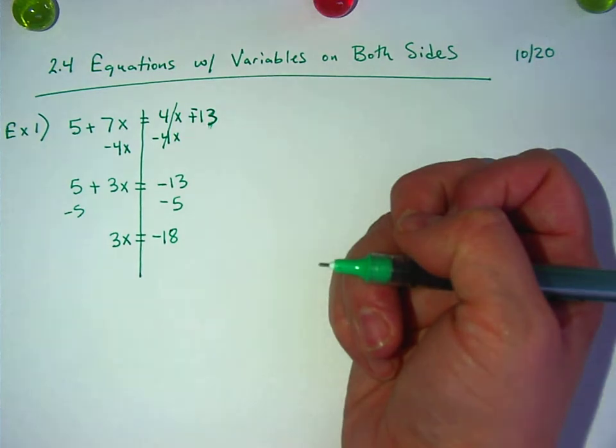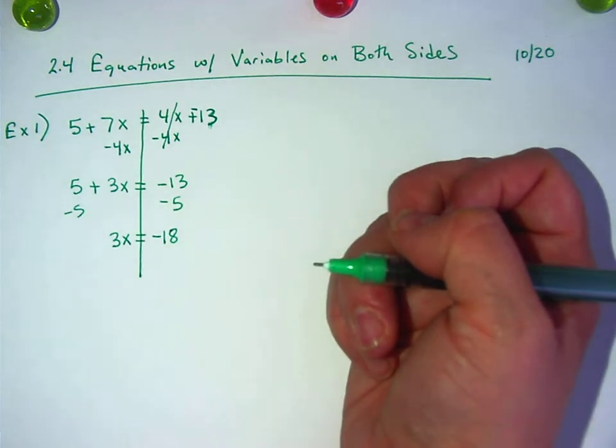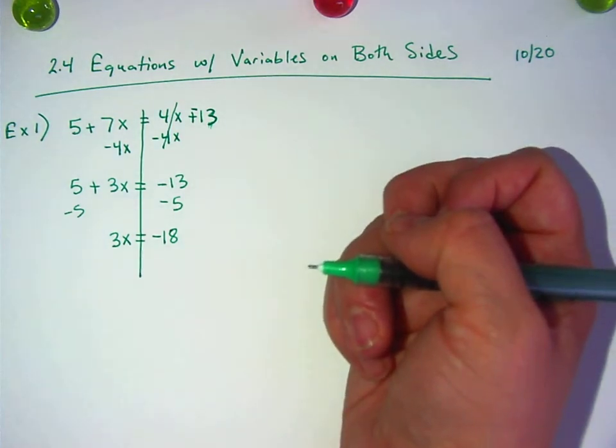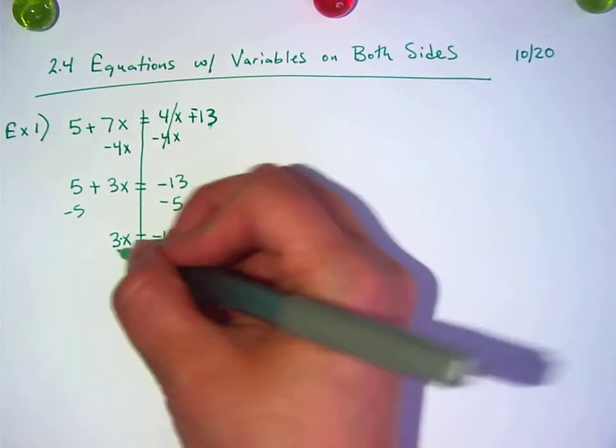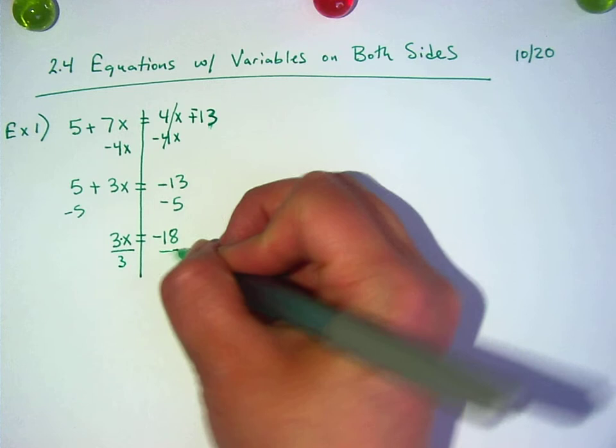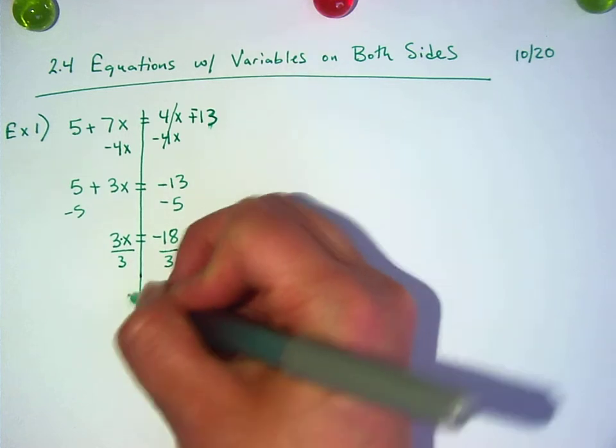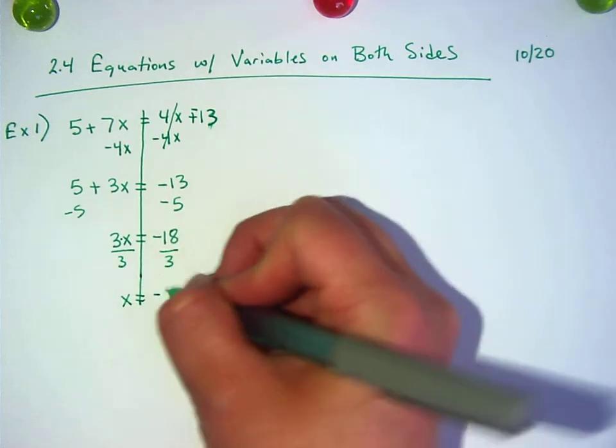And then how do you get the x by itself now? Go ahead. No, just say it. Divide by 3. So you end up with x equals negative 6.